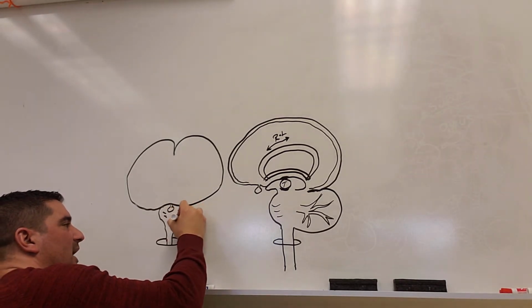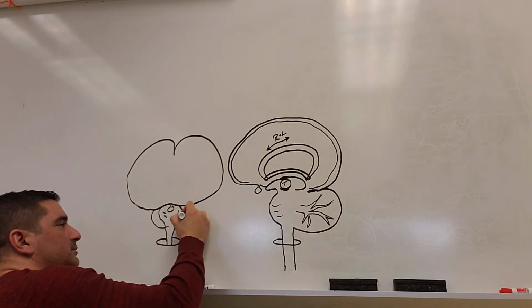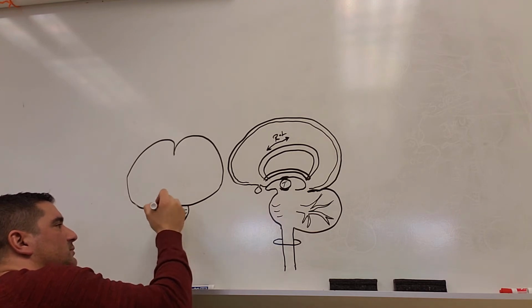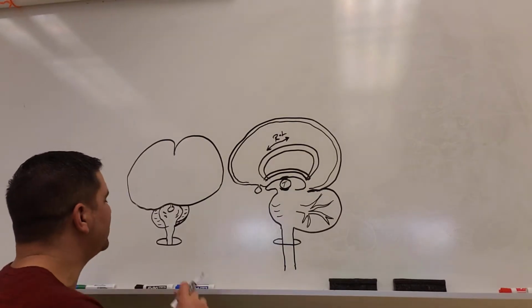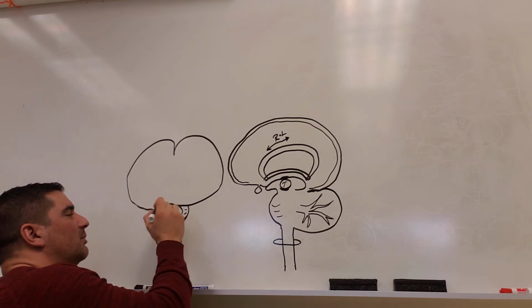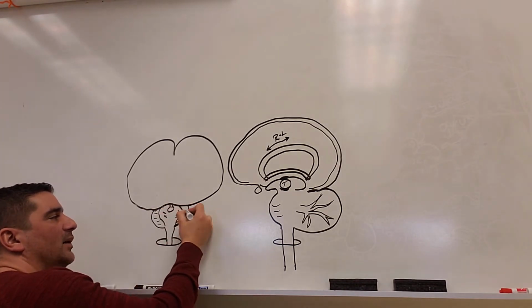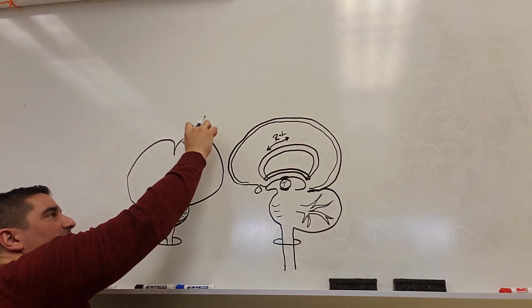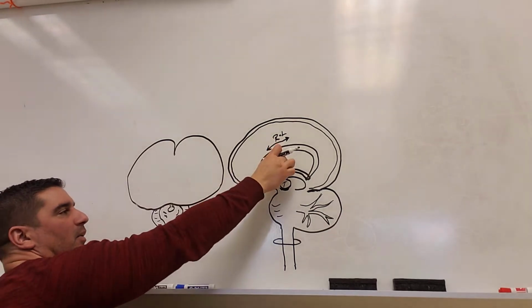And then back behind that, I would have the cerebellum. Cerebellum. And it's connected to all this by cerebellar peduncles. We'll talk about that later. So pons, cerebellum, and then this would be the cerebrum. And then now we're looking at this.